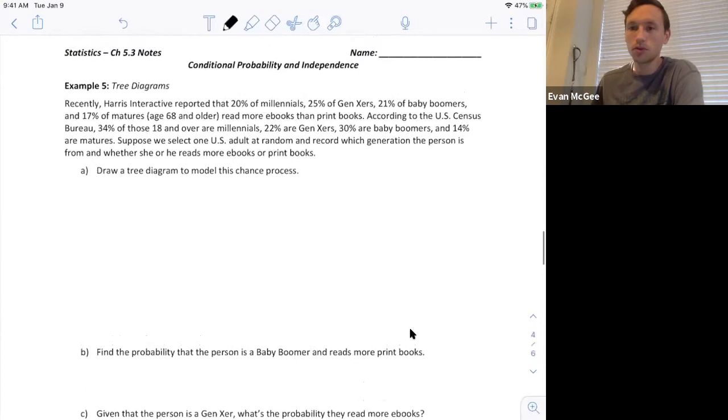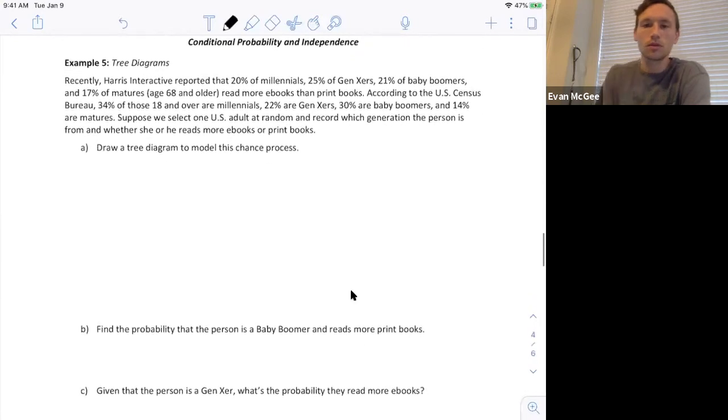So these first probabilities they've given to us are conditional. We know that they're millennials, 20% of them read more ebooks. We know that they're Gen Xers, 25% read more ebooks. So first, they want us to use this sequence of events. First, we're going to randomly select a person, and then we're going to figure out whether they read more ebooks or more print books. So they want us to draw a tree diagram to illustrate this chance process.